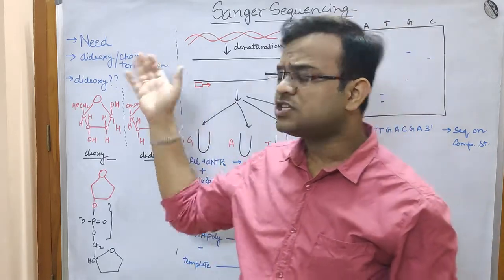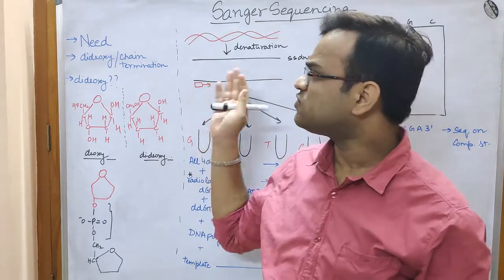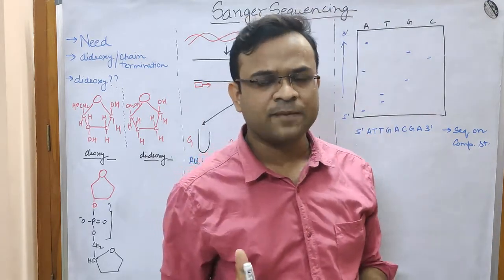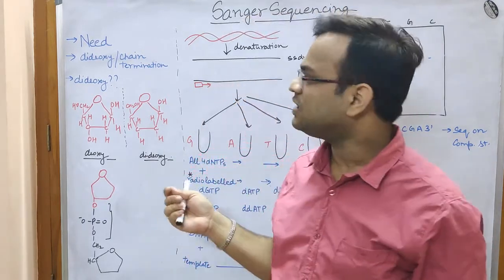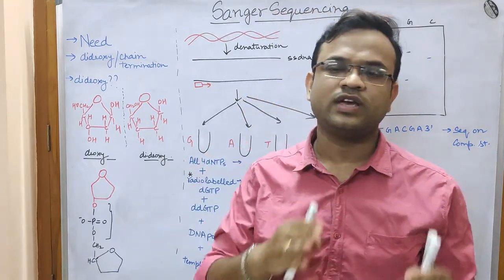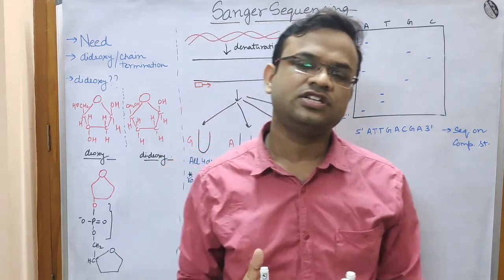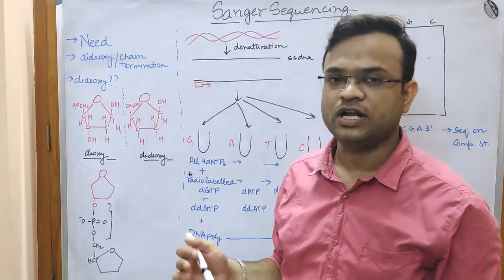Okay, so this was the need of sequencing, and in case of Sanger sequencing, we use a very interesting method by which we can sequence, or know the exact position of different nucleotides present inside the genome of an individual, right?